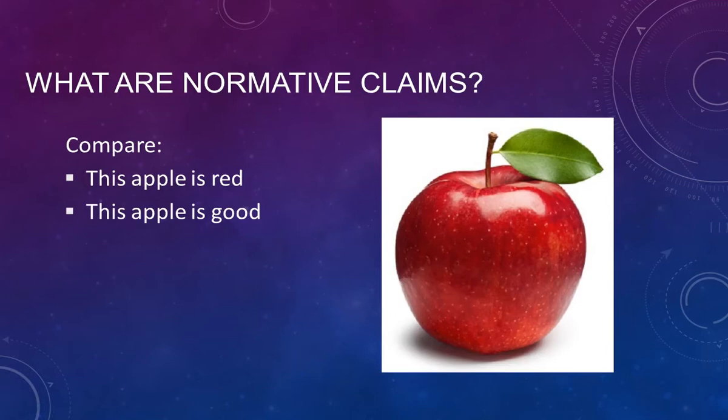Compare these two claims. This apple is red, or this apple is good. So the first claim is descriptive. It just describes the state of the apple, right? And you can measure it, right? You can use various tools to measure the color of things. If you say it's red and I say it's not, we can come up with an objective way of telling who's right or who's wrong, right? You can observe it, you can measure it, and people can be wrong about it.